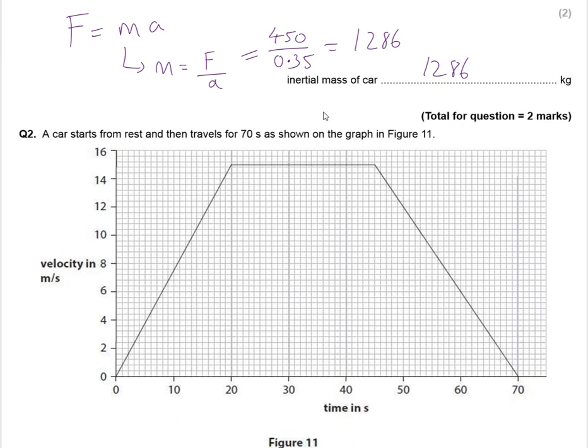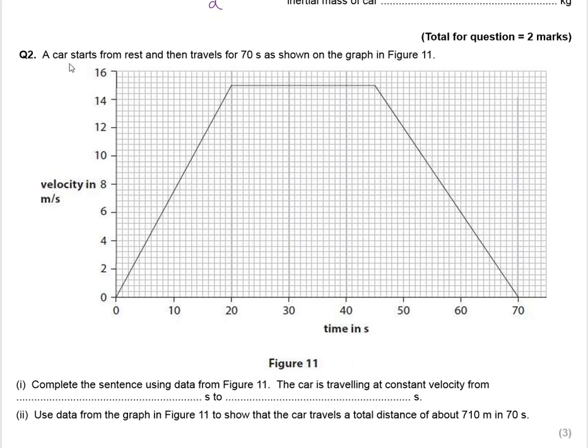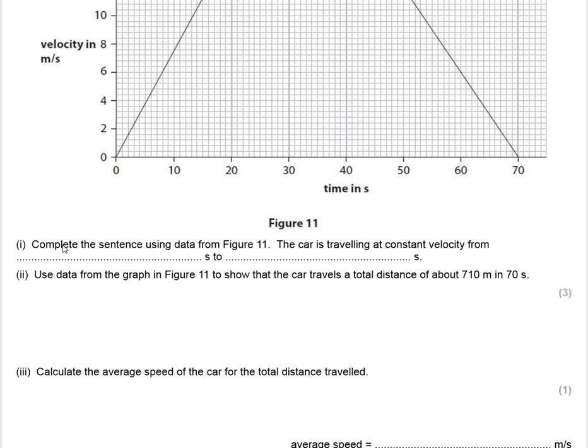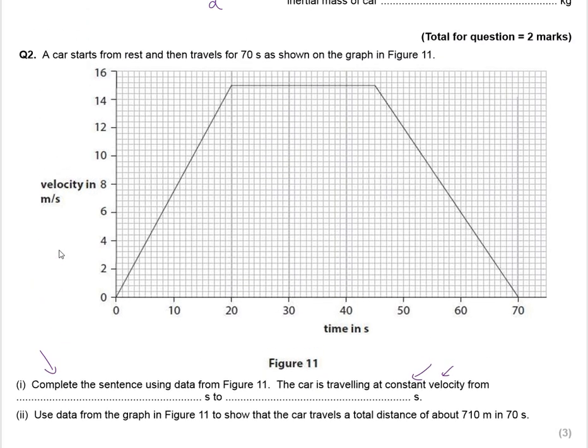Okay, now let's move to the next one. Now here we have a car, we have a journey, so motion, this graph. This is what we started looking at from this September. The first question is: complete the sentence. The car is traveling at constant velocity. Now, constant velocity means the velocity is not changing. So from here to here, we have constant velocity. How do we know it's constant? Because the line is flat at this point. So at this particular velocity, the line is flat.